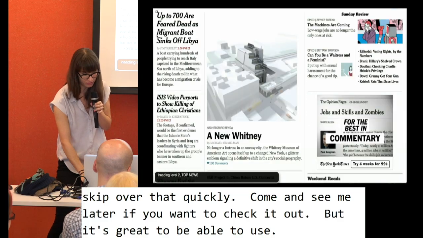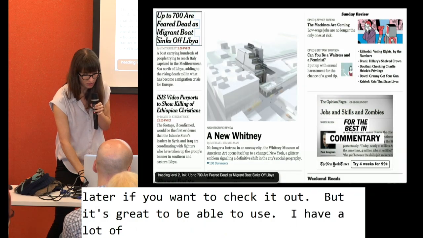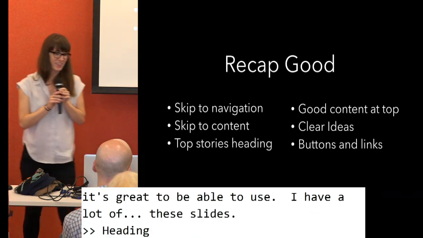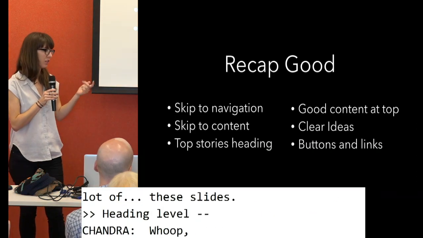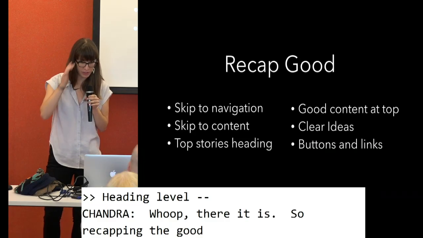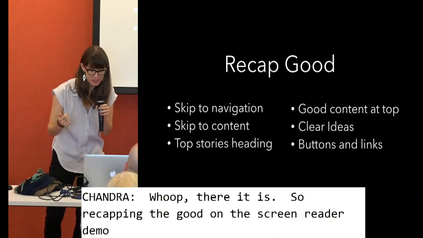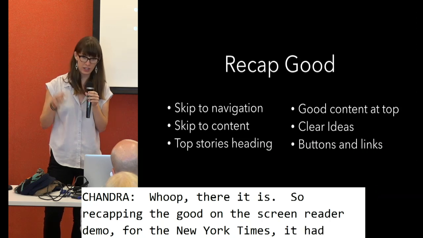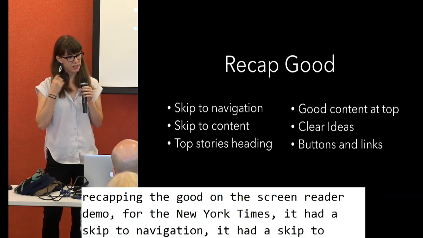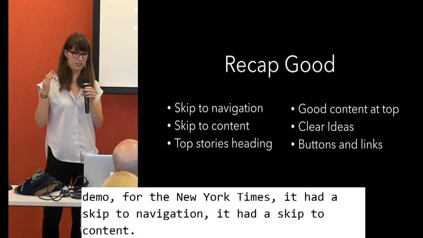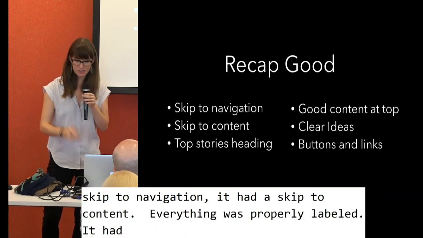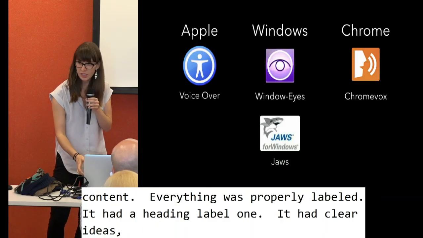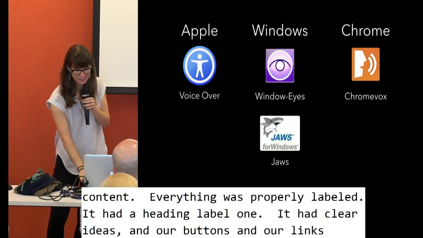I have a lot of these slides. Heading level. There it is. So recapping the good on the screen reader demo for the New York Times, it had a skip to navigation, it had a skip to content, had a top stories heading, everything was properly labeled, set heading level 1, and it had our clear ideas, our buttons, and our links all correctly labeled. Again, overviewing our screen readers.